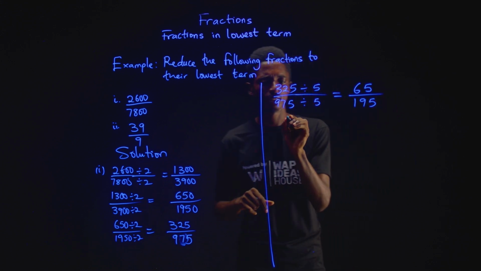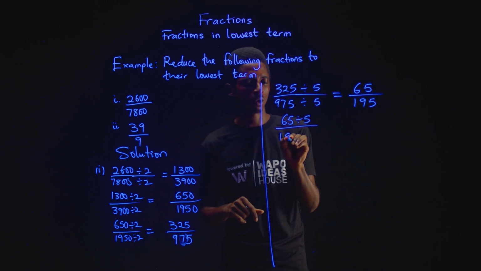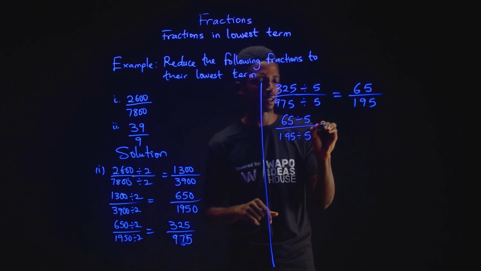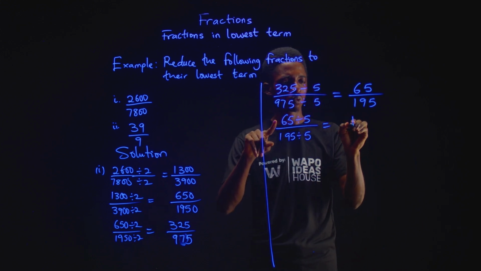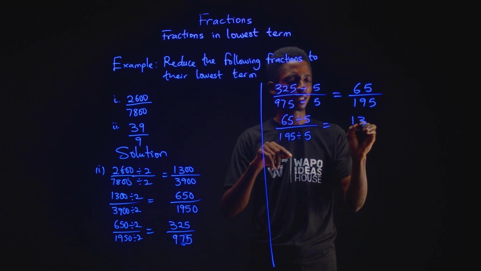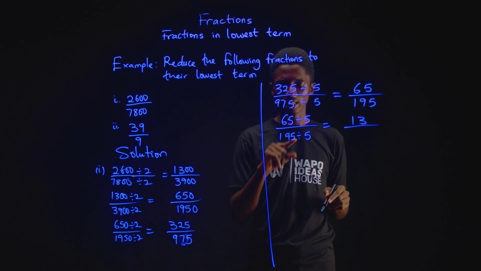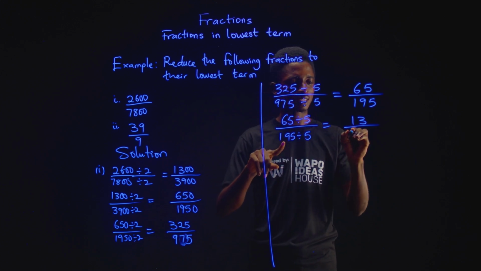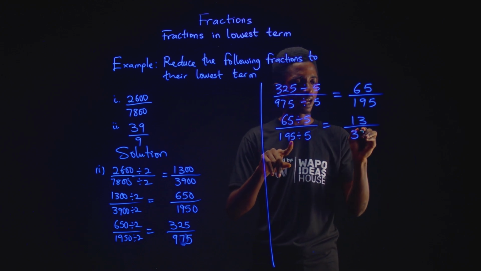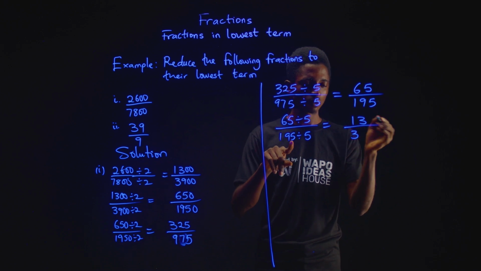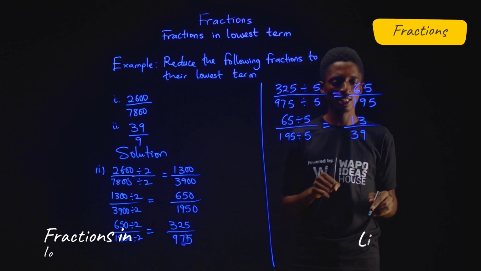Let's continue and then divide by 5 again. Divided by 5, and then 195 divided by 5. Now 65 divided by 5. 5 in 6, that's 1, remember 1. In 15, that's 3, that's 13. And then 5 in 195. In 19 is 3, remember 4. Now bring the 4 here, that's 45. In 45, that is 9. So we have 13 over 39.